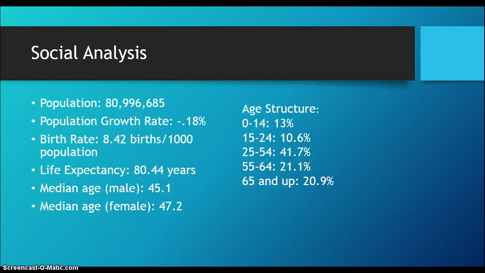The third section of the PEST analysis is the social structure. Germany's total population is over 80 million people, with a negative 0.18% growth rate. The birth rate is 8.42 births out of 1,000 people, and the average life expectancy is 80.44 years old. The median age for men is 45.1 and for women 47.2. The largest age sector is between 25 and 54 years of age, making up over 40% of the population.